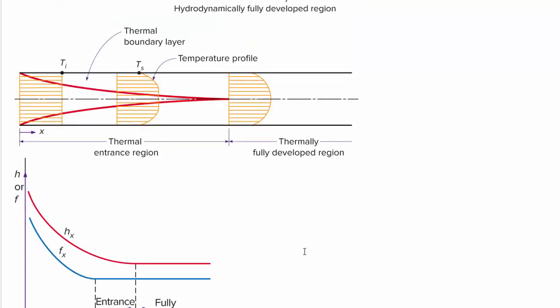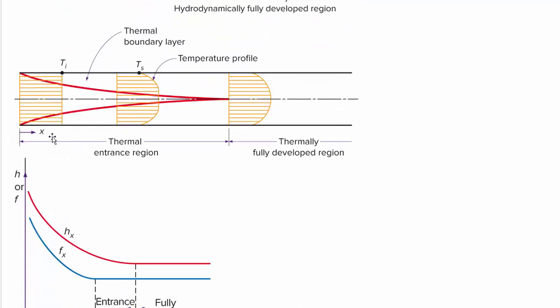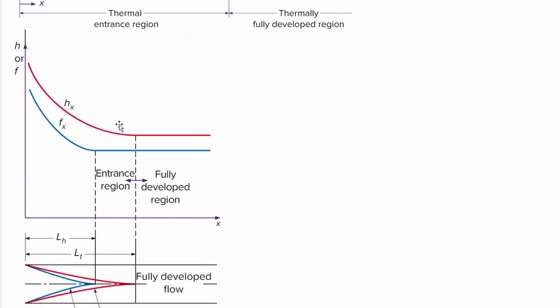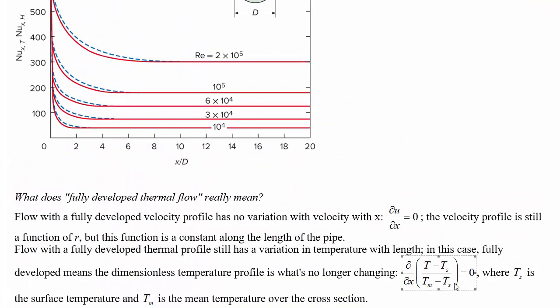Now, the other thing that this means is that the convection coefficient is a constant in the fully developed region. So in the entrance region, you've got extra heat flow because of the thin boundary layer, but then once you're fully developed, there's less heat flow because the boundary layer is going to be thicker. And the convection coefficient that we're defining in the fully developed region is going to take into account the temperature profile that we're talking about.